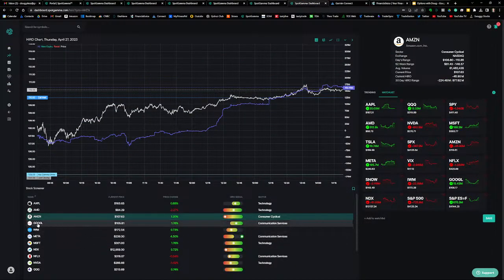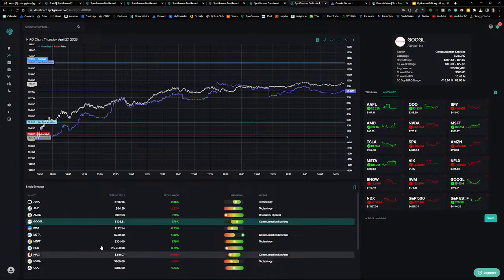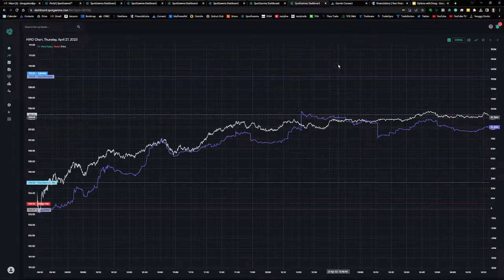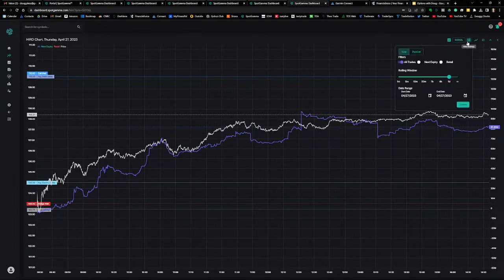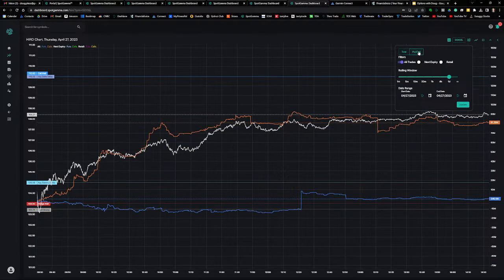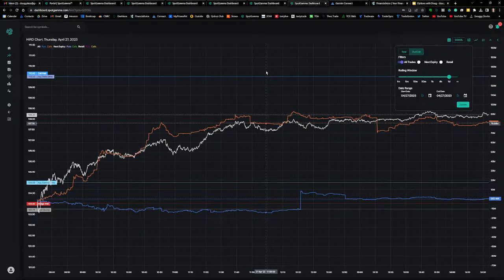Go to Google now. And the call buyers are out today. Shown by the rising orange line. That is definitely driving price today. So when traders buy calls, market makers sell calls, and they have to buy stock to hedge their delta exposure. Remember, they want to remain delta neutral.